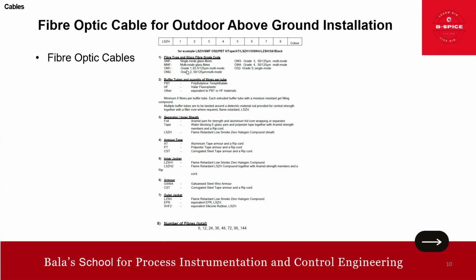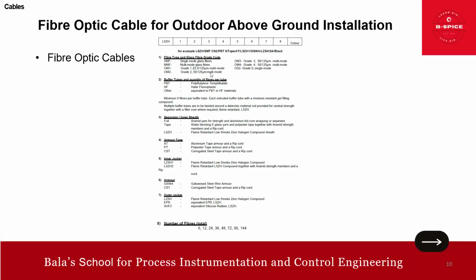Then we have OM1. Basically, this is grade 1, 62.5 by 125 micrometer multi-mode, and OM2 means grade 2, 50 by 125 micrometer multi-mode. Then we have OM3, that is grade 3. If you see grade 1, 2 and all, there is a difference in the size: 62.5 and 50, and this OM3 is grade 3, 50 by 125 multi-mode. Then OM4, grade 4, again 50 by 125 multi-mode. OS2, this is grade S, single mode. So these are the options for the fiber type.